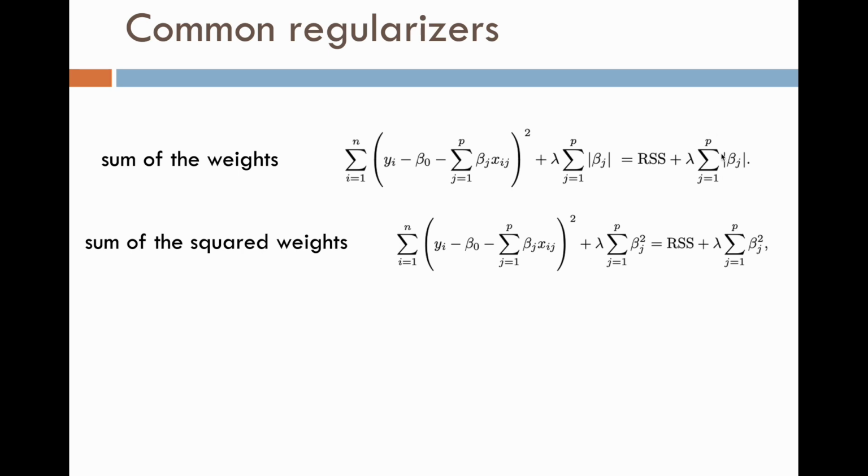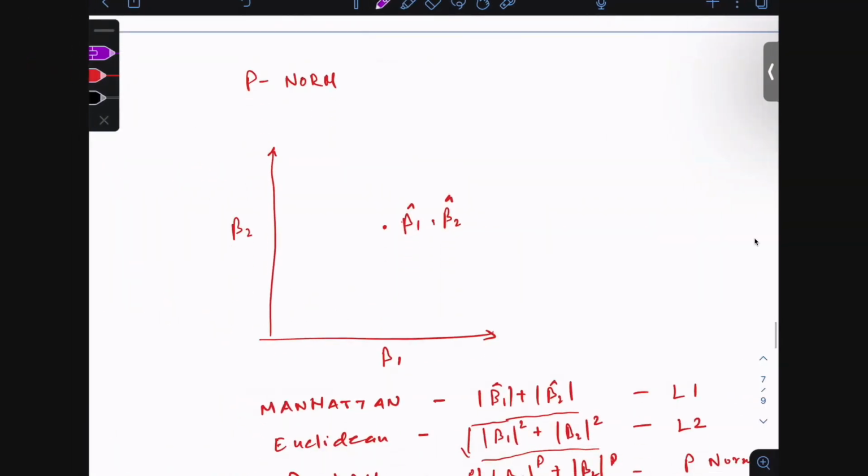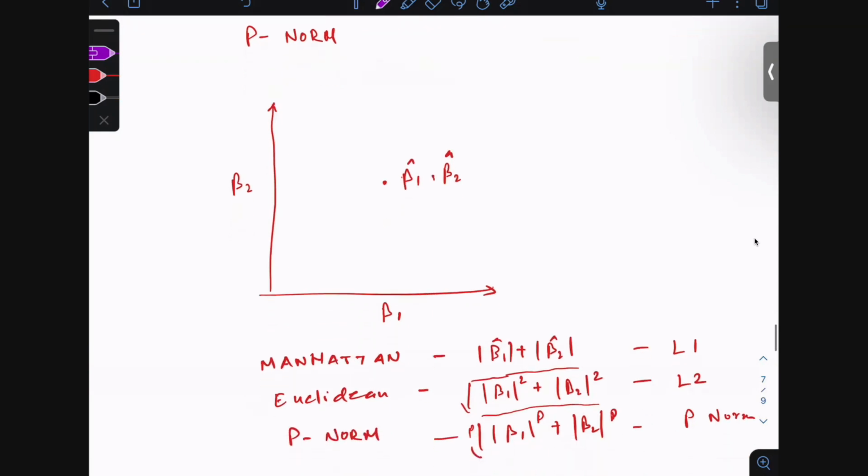But the primary difference between L1 and L2 is that here we are taking the first order absolute value, and here we are taking the square. Now let's see what this norm thing is which we are talking about. Suppose this is the model and we have only two parameters, beta 1 and beta 2. Suppose we have arrived at a model parameter, a data point at beta 1 and beta 2. We minimized our loss and arrived at that point over there.